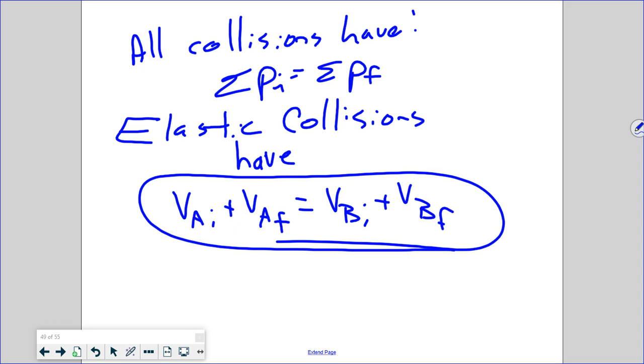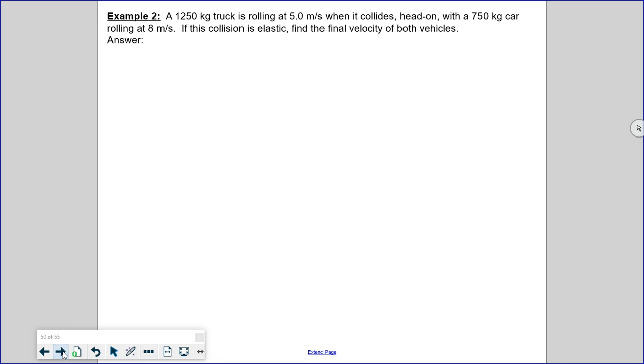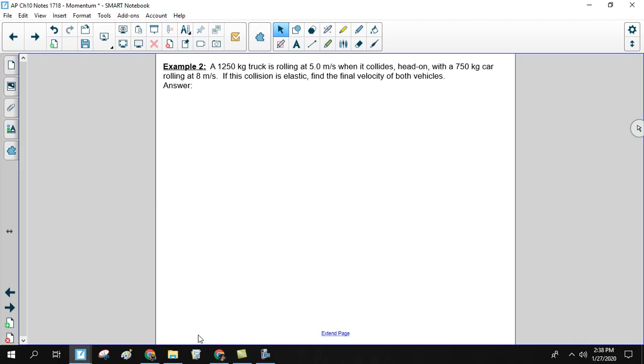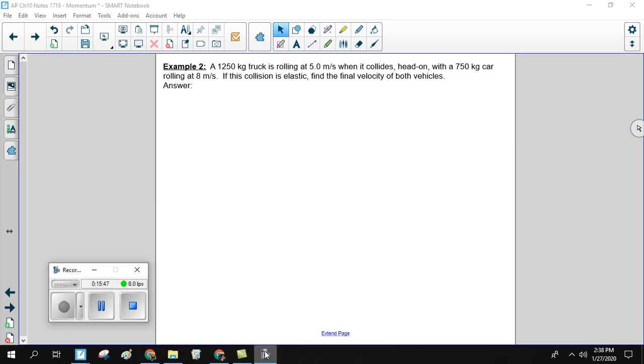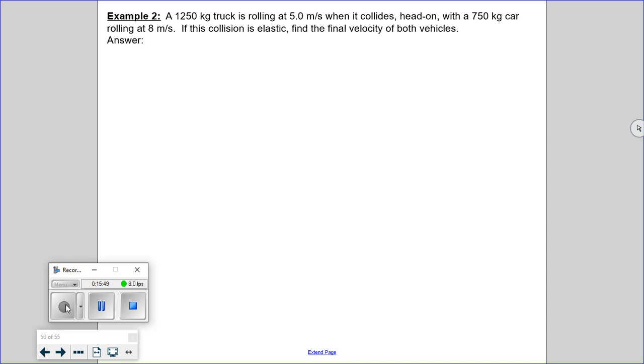So for elastic collisions, we now have a system of equations. Two equations, usually two unknowns. 9 times out of 10, those two unknowns are the two final velocities. All right, so let's solve a problem like that, and then I think we're almost done. Here's our example, example number 2.